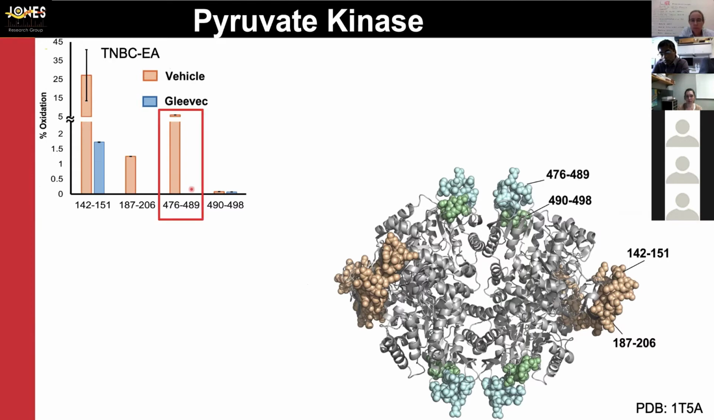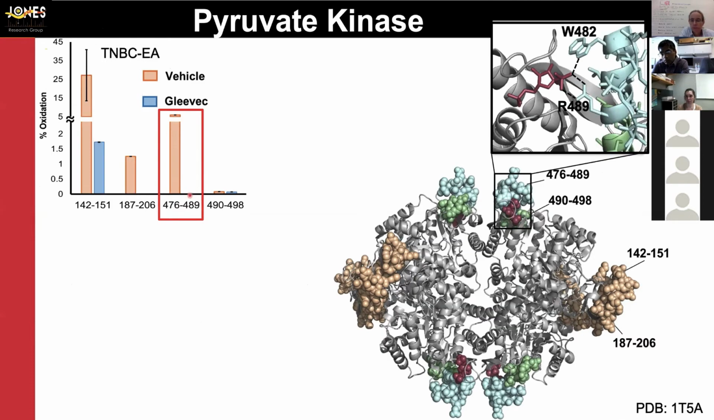The most important region is this peptide 476 to 489, because this is where the allosteric activator of pyruvate kinase binds. The binding of this activator is actually regulated by phosphorylation. So you would expect to see differences if you treat with a kinase inhibitor, right? And this is what you see here in the Caucasian patient cell line.